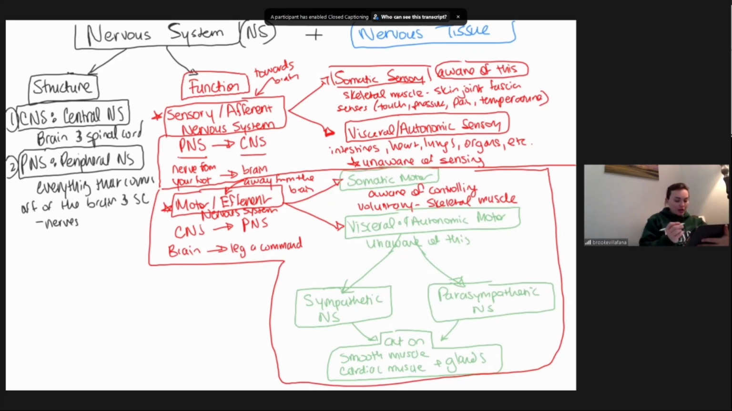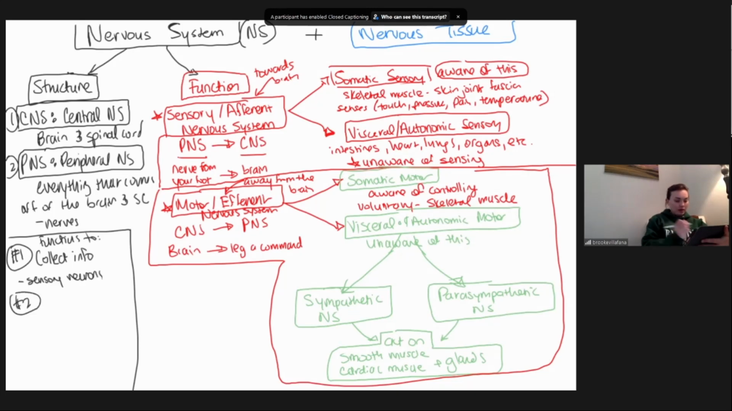And then a general function of our nervous system over here is that it is responsible for three functions. It collects information, and this would be through sensory neurons. It processes and evaluates information, and that would be through interneurons. And then finally it responds, and that would be through motor.